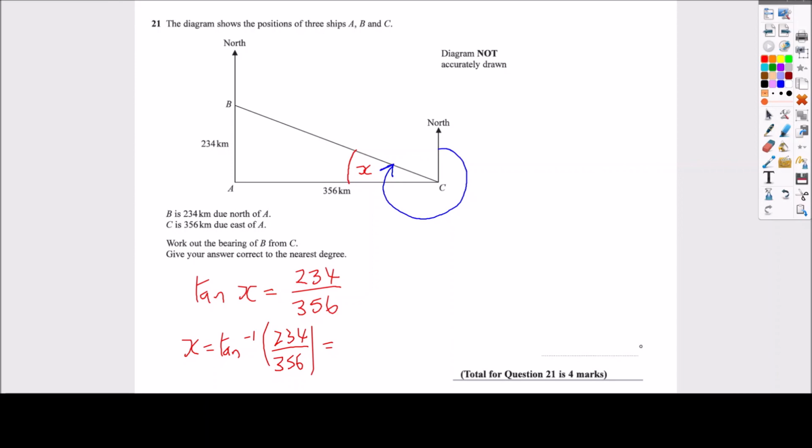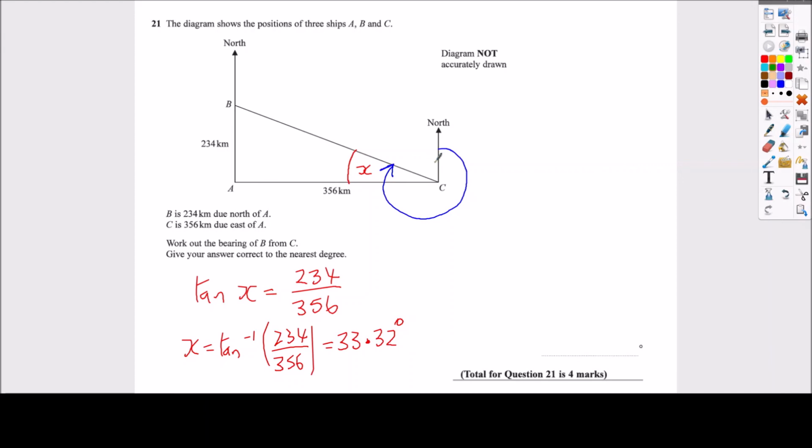So popping that into my calculator, so shift tan 234 divided by 356 equals 33.32 degrees. So that's what x is. Now, okay, so that's what x is. So let's go and work out. So yeah, I think I can pretty much do it straight from that, can't I?